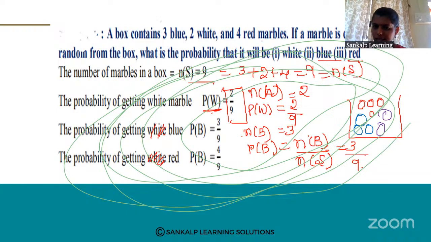How many red marbles are there? 4 red marbles are there. That means n of r, I will take n of r, or you can say this is n of c.